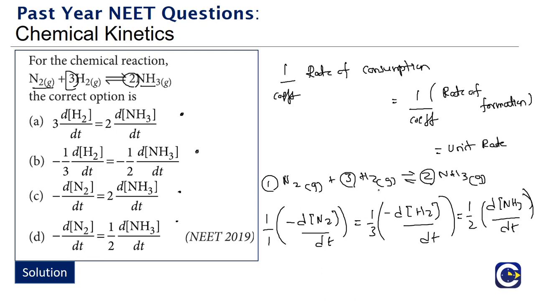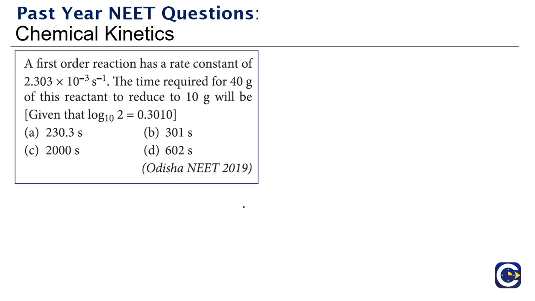The concentration of the reactants will be decreasing with time. That is the reason why, when we say rate of consumption of reactant, we use a minus sign. For the rate of formation of product, the value is simply the change in concentration by the time taken, with no minus sign. So the option that suits is option D, where we can clearly see that minus dN2 by dt is equal to half of dNH3 by dt. So the correct relation is option D.